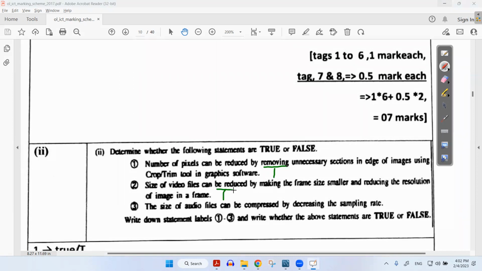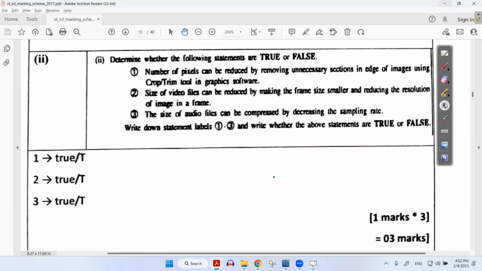If you are reducing the frame size, it means your video is getting smaller. That means a smaller amount of pixels are used. Reducing the resolution means, again, the number of pixels used per square inch is going to get reduced. So the size will be smaller. That's true. The size of an audio file can be compressed by decreasing the sampling rate. That's also true, right? Everything is true. So you get 3 marks for getting true for everything, which gives you 10 marks for that question. See how much you got out of 10.